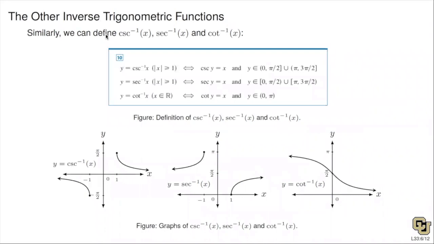By the way, as I said, we can find the inverses of the other 3 trig functions. The definition is in the usual way. We define the inverse in terms of the original functions. So y is the arc cosecant of x if and only if cosecant of y equals x.